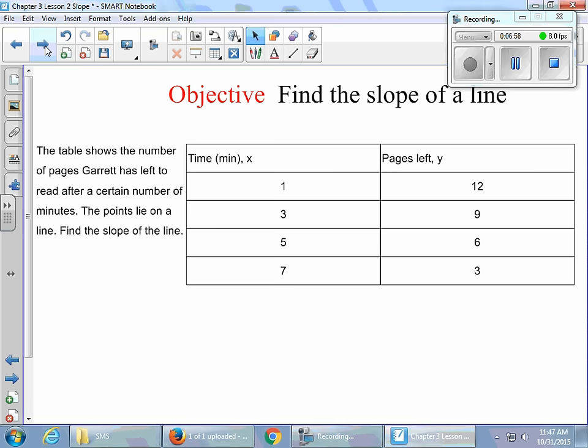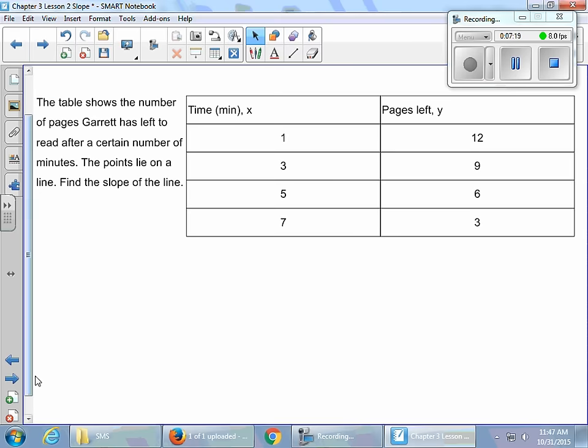The table shows the number of pages Garrett has left to read after a certain number of minutes. The points lie on a line. Find the slope of that line. So now we don't have a graph, we have a table. Once again, we can still determine the slope of the line. So first, let's look at the table. Time, minutes, that's our x coordinate: 1, 3, 5, 7. Pages left equals our y: 12, 9, 6, and 3.